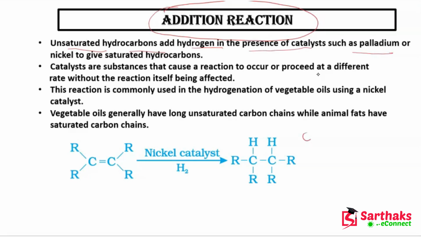Let's suppose this is CH2 double bond CH2, this is ethene. This is unsaturated because you can see there is a double bond between these two carbon atoms. Now if it becomes CH3 CH3, you can see I have added one hydrogen to each carbon. Now it becomes saturated.